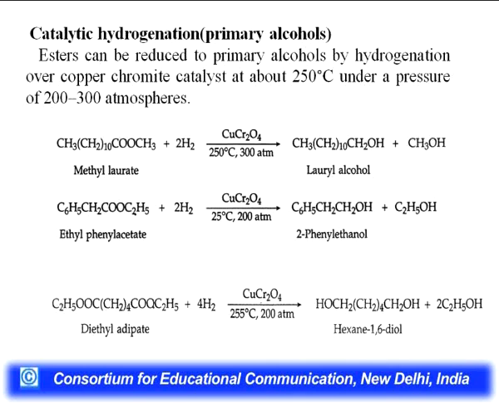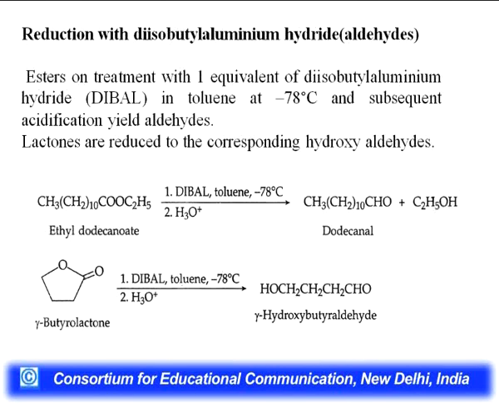Catalytic hydrogenation. Esters can be reduced to primary alcohols by hydrogenation over copper chromite catalyst at about 250 degrees Celsius under a pressure of 200 to 300 atmospheres. Here are the examples: methyl laurate will give you lauryl alcohol, ethyl phenyl acetate will give you 2-phenylethanol, and diethyl adipate will give you hexane-1,6-diol.